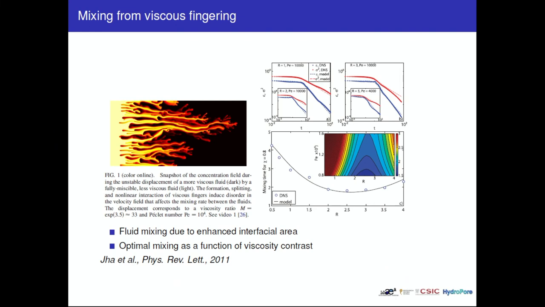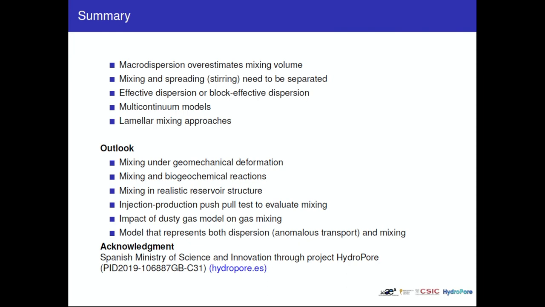So just a quick summary. What we've seen is that macro dispersion overestimates the mixing volume. So one has to separate mixing and spreading. Effective dispersion, or something that I haven't talked about, block effective dispersion, are concepts that can be used to do so. Or one can use a multi-continuum model if one has media with very sharp contrasts. And one can also use lamella mixing approaches, but they still need to be adapted.